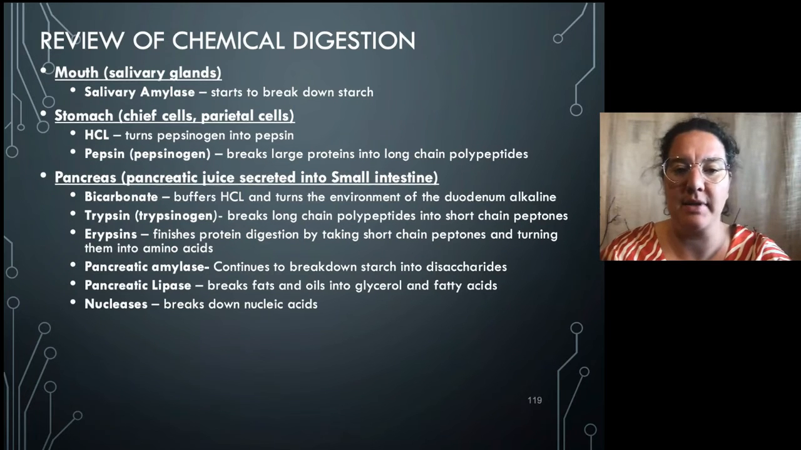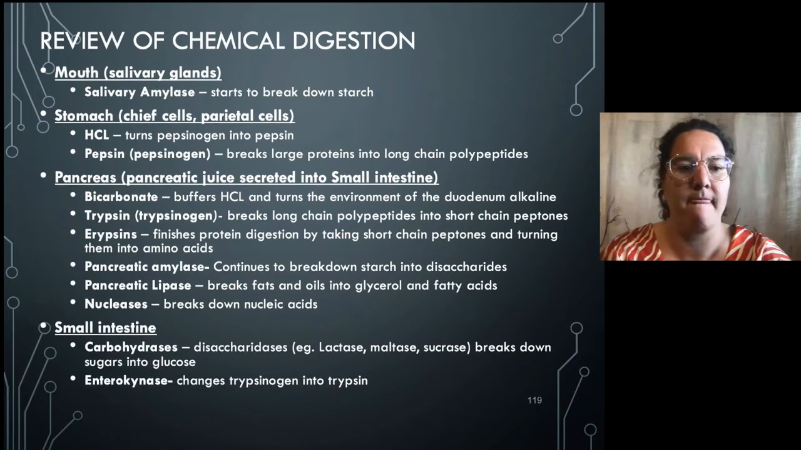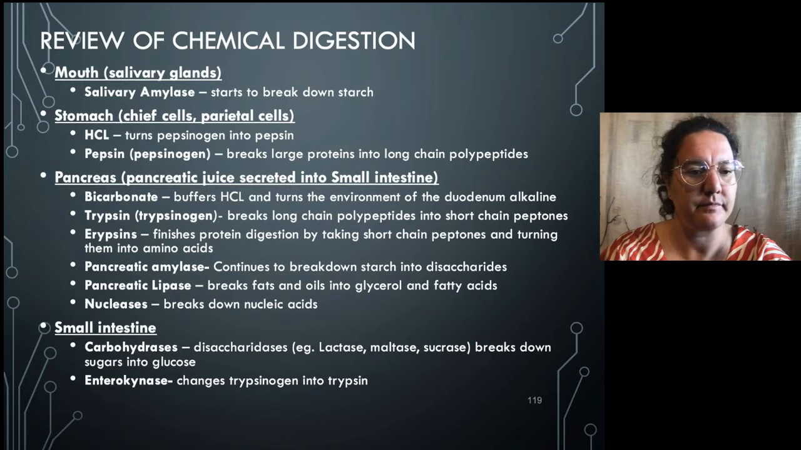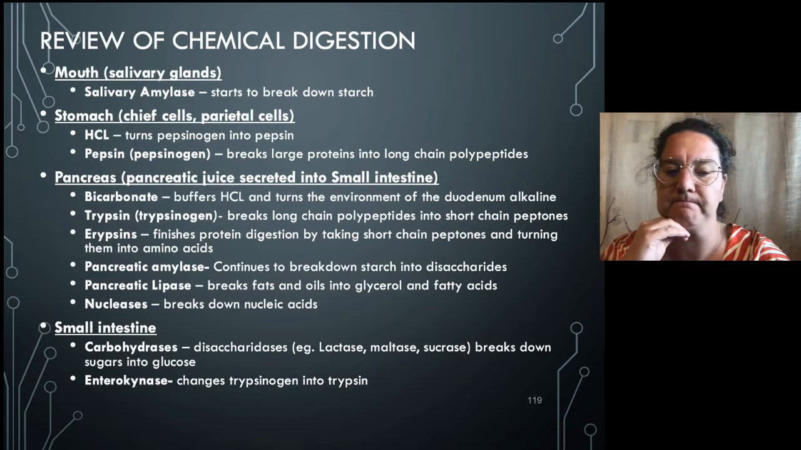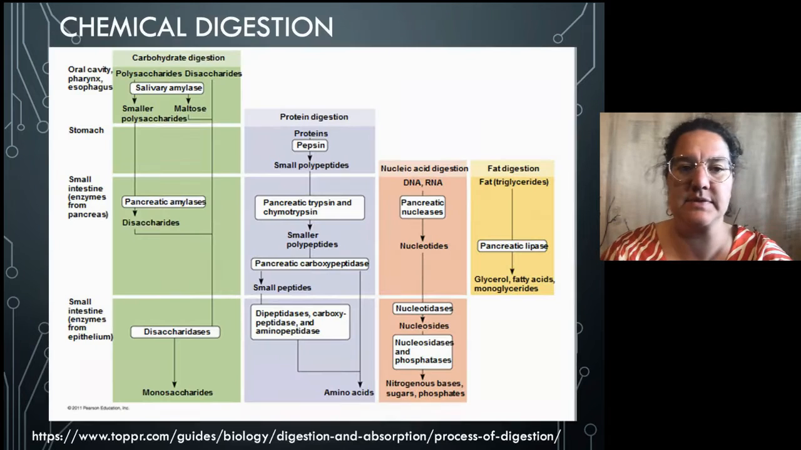The pancreatic amylase continues to break down the starch into disaccharides. The pancreatic lipase breaks fats and oils into glycerols and fatty acids. And the nucleases break down our nucleic acids. Then in the small intestine, the carbohydrates are broken down into sugars and glucose, which are then absorbable into the bloodstream through the small intestine. And enterokinase changes trypsinogen into trypsin. So that was one of the assisting enzymes.